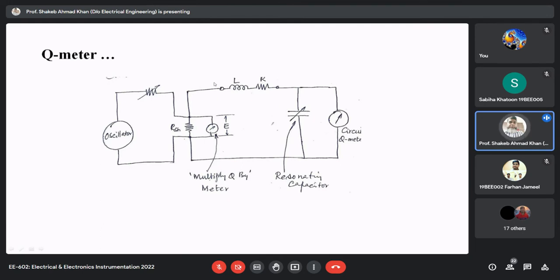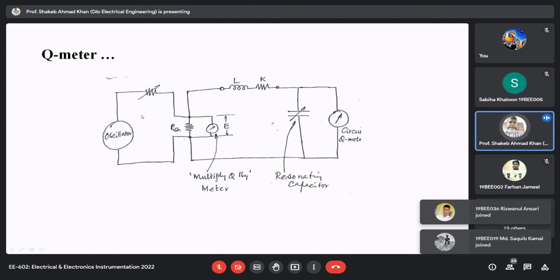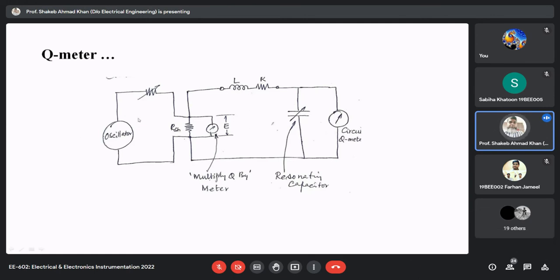This is your test terminal, you can say. Whatever coil whose Q factor you are interested in finding out will be connected here. And then the procedure is very simple. Again, if we have a constant value of resonating capacitor, then the oscillator frequency is varied to achieve resonance, because every time you connect another coil, you have to achieve the resonance with respect to that coil, and after achieving the resonance, then you should take the reading.